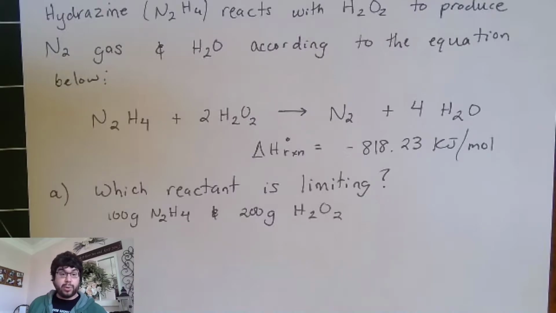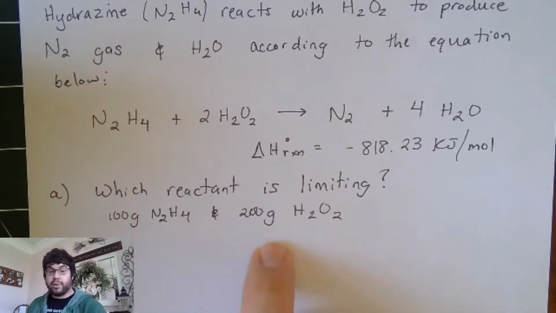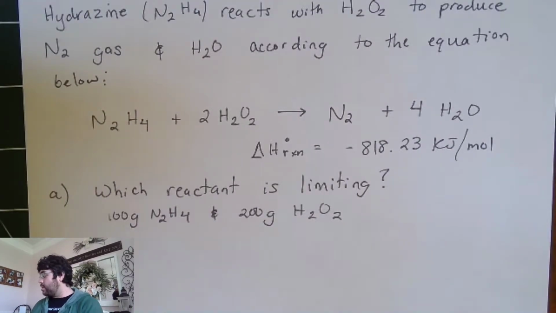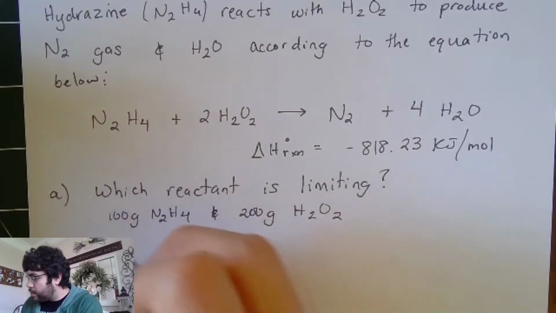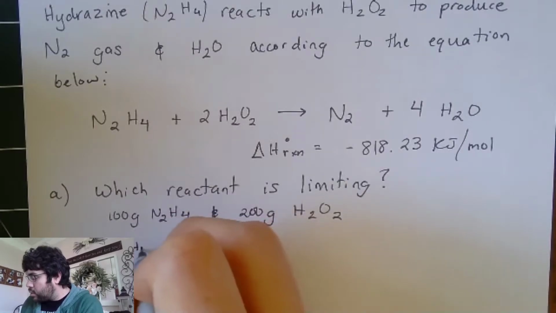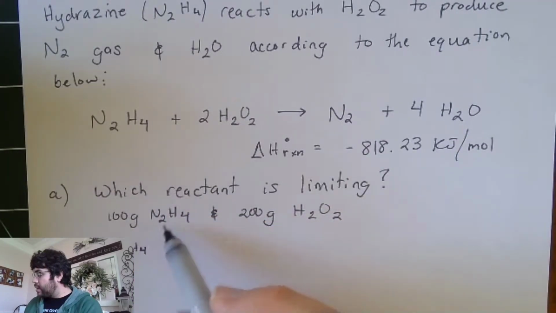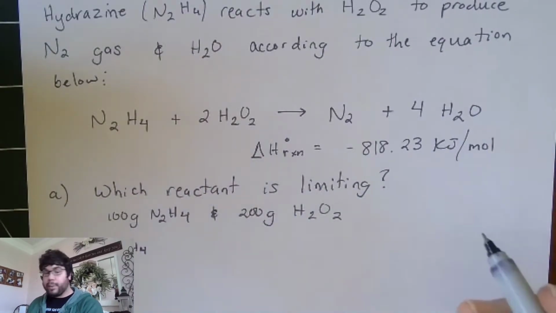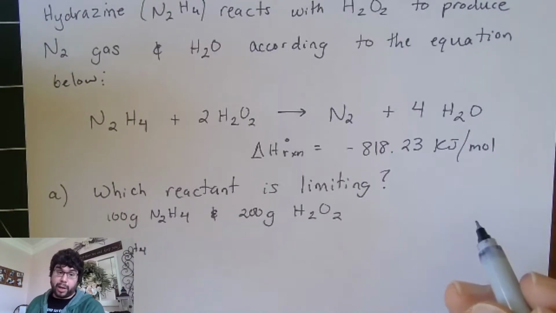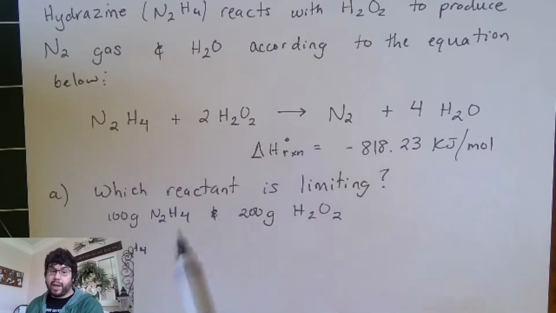And this is a really simple question because we are told we have 100 grams of N2H4 and 200 grams of H2O2, and then we have to figure out which one runs out first. Essentially, it's just a basic stoichiometric question. So let's go ahead and do that. So 100 grams of N2H4. And remember, with limiting reactants, I have to take each of the reactants to one of the products, and then compare the amounts that are made, and the smaller amount made of the product is going to tell me which of the reactants is limiting.